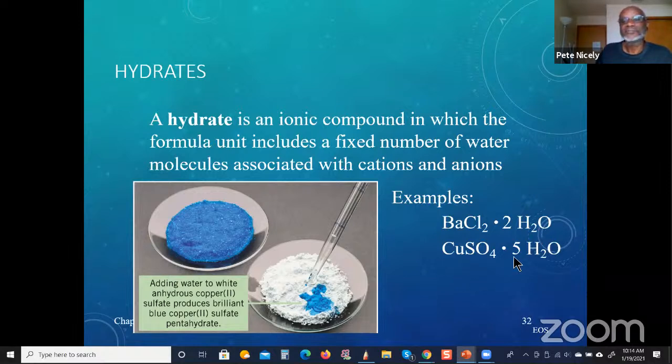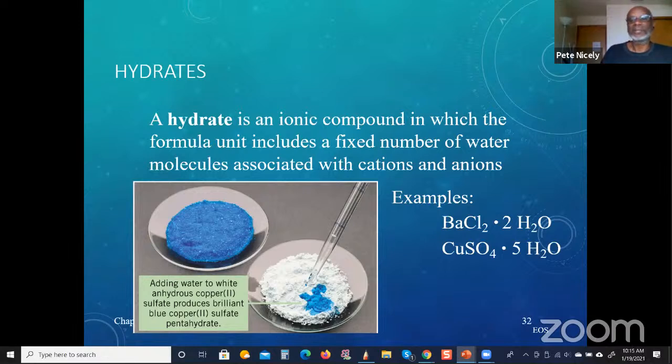And here's another example, CuSO4·5H2O, right? So what this is saying is that for every formula unit of copper(II) sulfate that is present, you have 5 water molecules associated with it, all right? So these are examples of what we call hydrates, because in the ionic structure of these compounds, you have incorporated water molecules, a fixed number of water molecules per formula unit, all right?